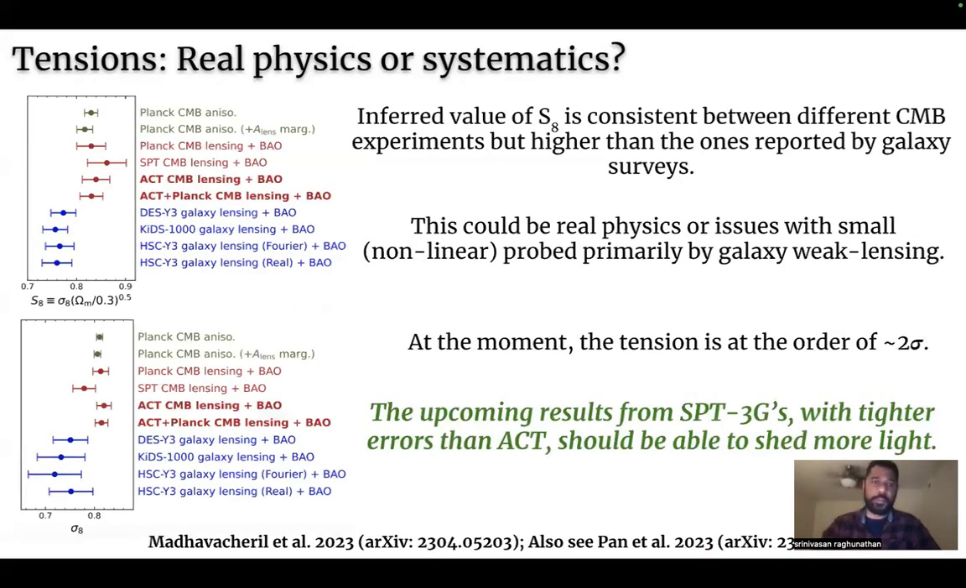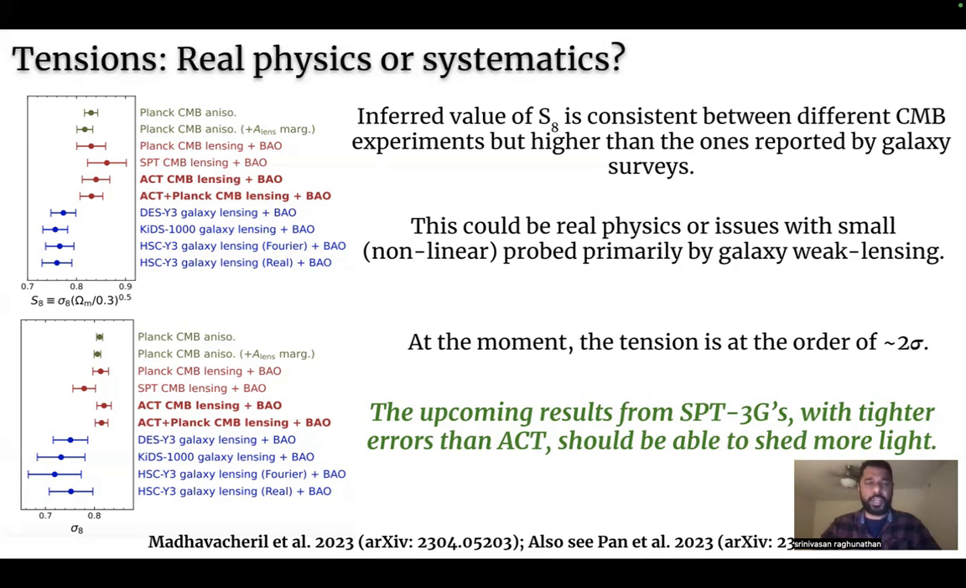So here is an example of another tension. This is a tension in structure formation. What I'm showing here is a measurement made by ACT lensing measurements. What you're seeing here is what we call S8, which is basically a product of sigma 8 and omega matter. As you can see, the inferred value of S8 from different CMB instruments, shown in green and red, agree well with each other. But the ones made by galaxy surveys, shown in blue, are slightly lower.